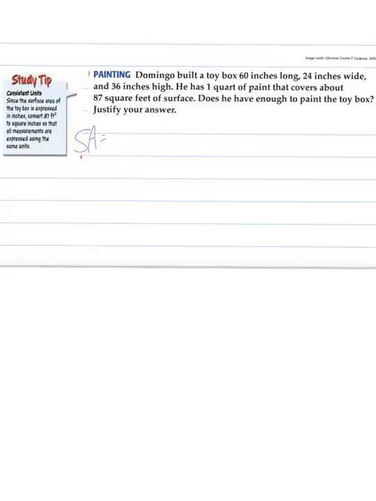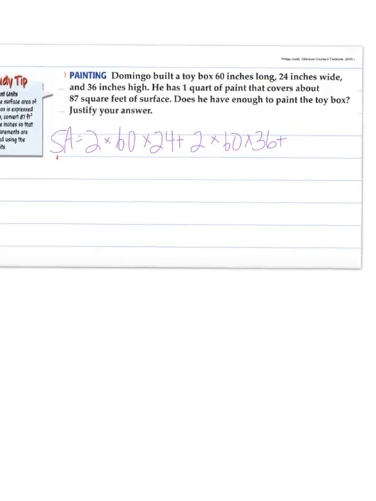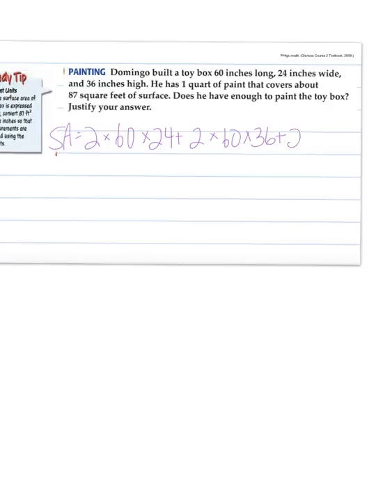So they already tell us the length, the width, and the height. So we take 2 times the length times the width plus 2 times the length times the height plus 2 times the width times the height.